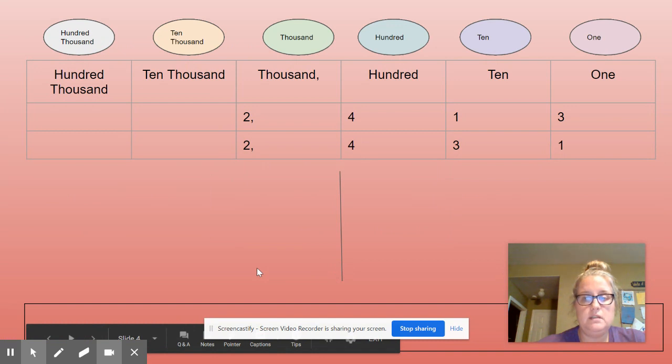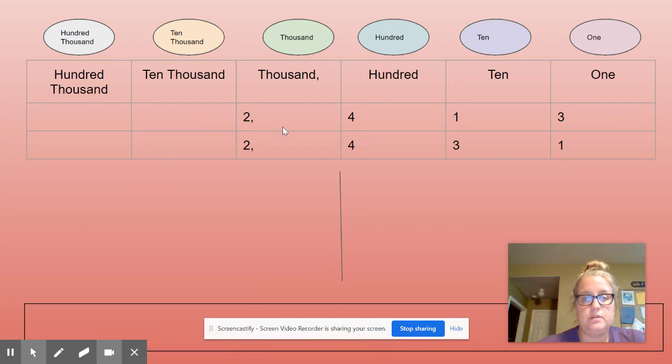First thing we are going to do is look at our two numbers. So we have the number 2,413. We are going to compare it to the number 2,431. The first thing we're going to do is use our place value discs.